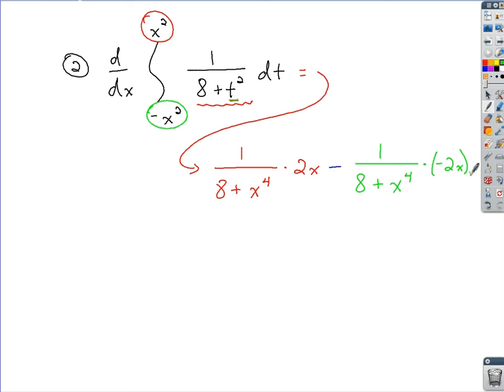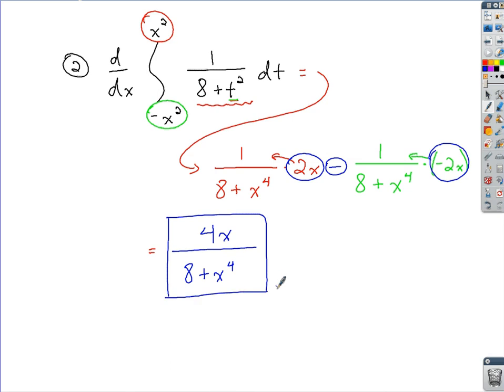We do a little housekeeping. Basically, this 2x slides to the top. This -2x slides to the top. And for our convenience, we have common denominators, right? We've got a common denominator of 8 plus x to the fourth. So we know if we're going to put this all together, 8 plus x to the fourth is in the denominator. We've got a 2x minus a negative 2x, right? So 2x plus 2x. Get 4x. 4x over 8 plus x to the fourth. That would be our answer, applying the second fundamental theorem.